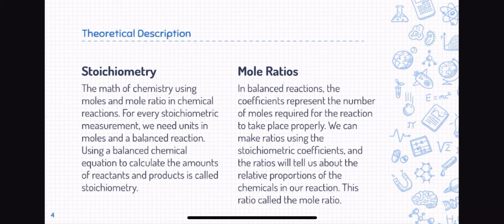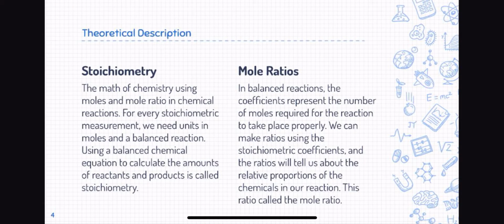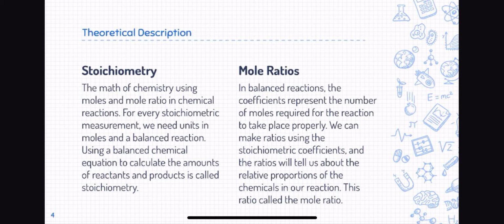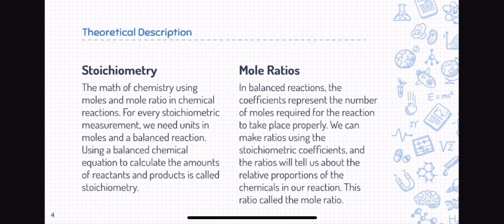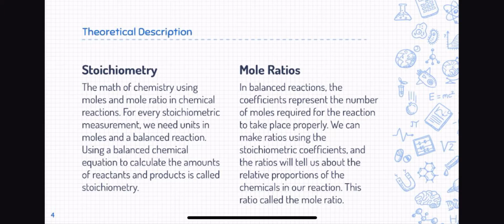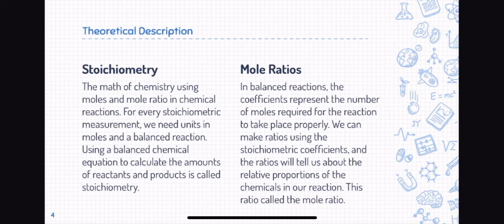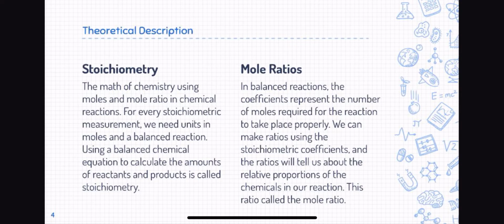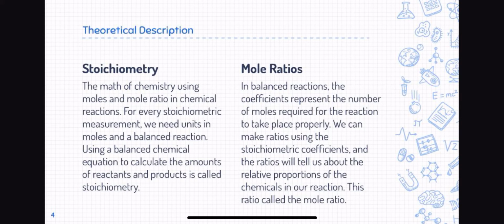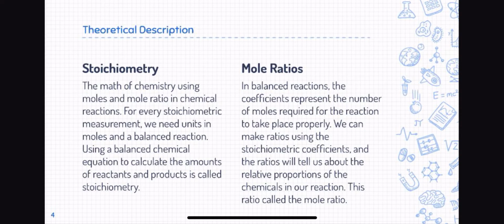Stoichiometry. Stoichiometry is the math of chemistry using moles and mole ratio in chemical reactions. For every stoichiometric measurement, we need units in moles and a balanced reaction. Using a balanced chemical equation to calculate the amounts of reactants and products is called stoichiometry.